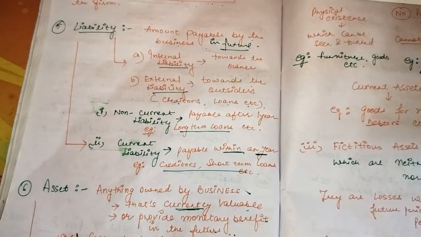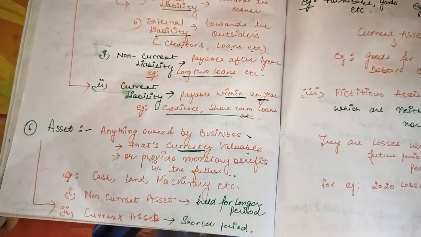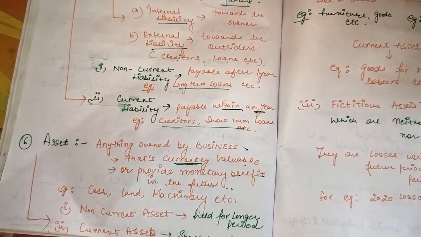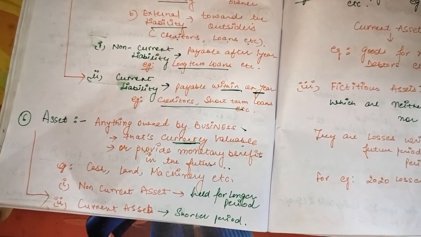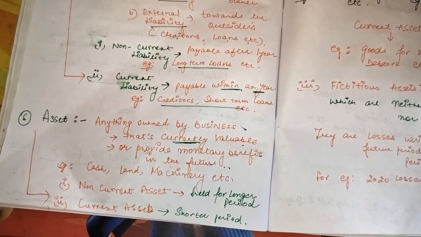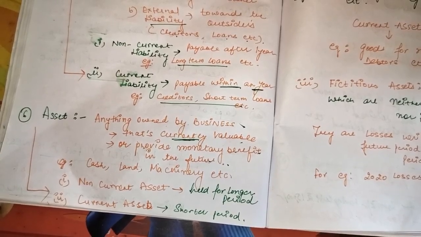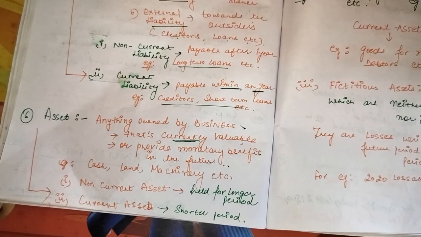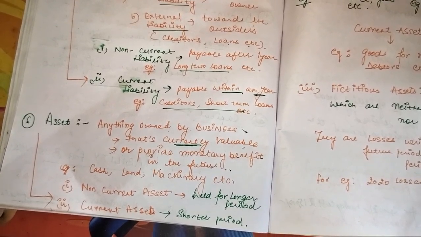Now assets can also be classified into 2 parts, which are non-current assets and current assets. Same as liability, a non-current asset is any asset that is held for a longer period of time, and longer period here is more than 1 year. Any asset that is purchased and held for more than 1 year is known as a non-current asset. For example, you purchase machinery. Whenever you purchase machinery, you don't think that you need to sell the machinery within 1 year. You keep that machinery for 5 years or let's say 10 years. So this is a non-current asset.